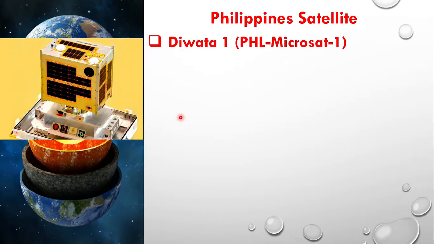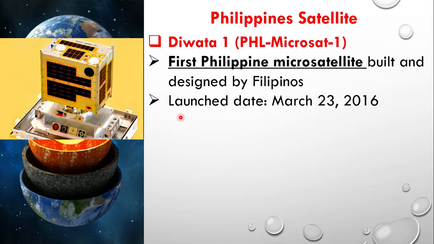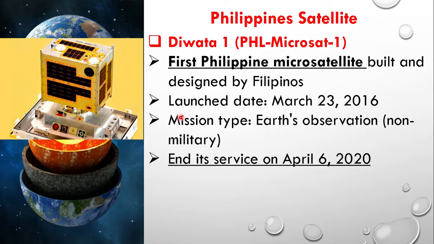Okay? This is Diwata 1. Diwata 1 is the first Philippine microsatellite built and designed by Filipinos. Filipinos made it and designed it. Okay? Diwata 1 was launched on March 23, 2016, and its mission type is only for Earth's observation. It's not a military type of satellite. Okay? So Diwata 1 came back to us, and its service ended on April 6, 2020.